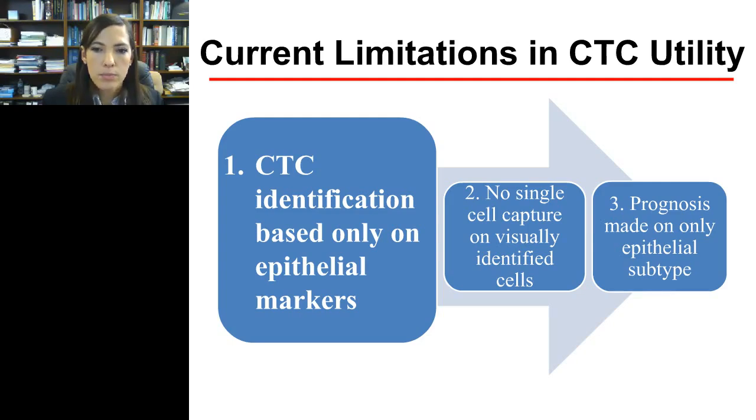And then lastly, the FDA-cleared method only allows prognosis to be made on enumeration of epithelial CTCs. And we would like to provide patients more information about the nature of their CTCs and provide a prognosis based on the characterization of that individual's CTCs.